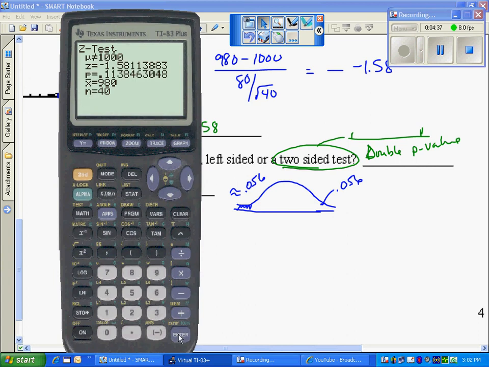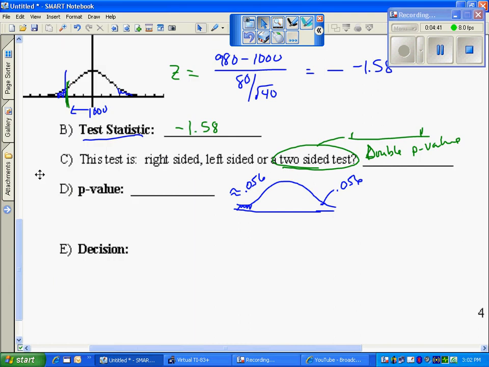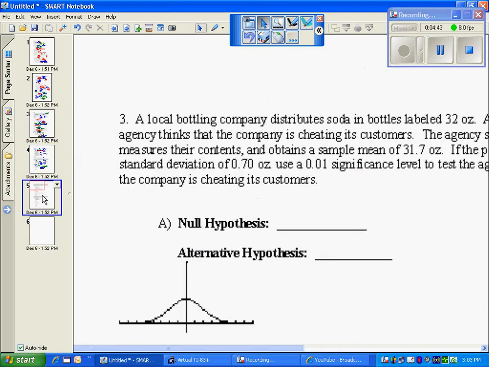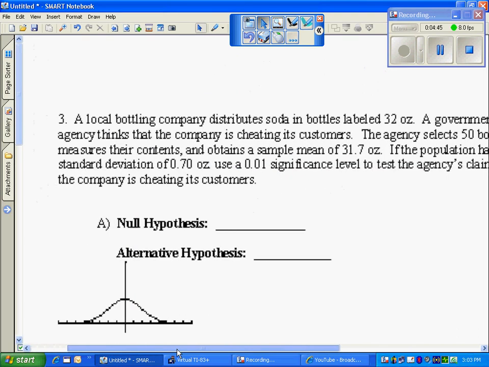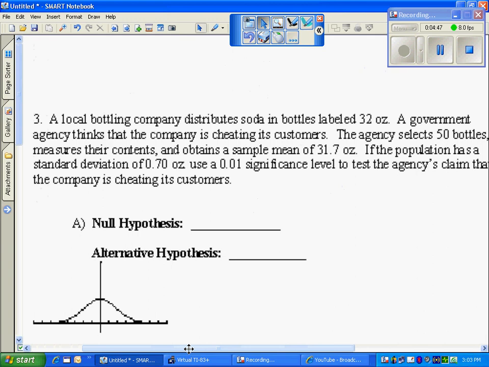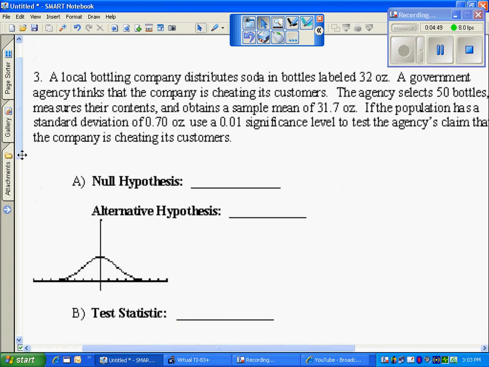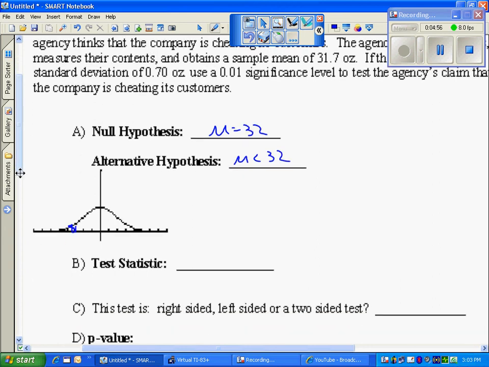So that's a z-test. Let's look at the next one here. The next one looks at whether you're getting cheated when you were supposed to receive 32 ounces. That's what we believe the company's putting in. But if they're cheating me, they're putting in less than 32. So I'm only on this side, which would be a left-hand sided test. So I don't need to worry about doubling that p-value because it's just on one side.